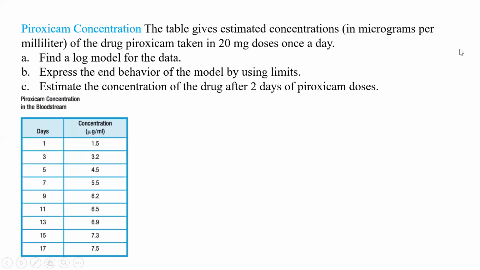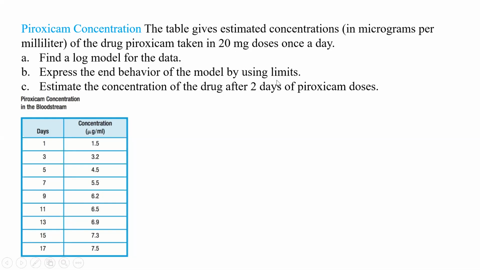All right, so our next thing we're going to do is the piroxicam concentration. The table here gives an estimated concentration in micrograms per mil of the drug piroxicam taken in 20 milligram doses once a day. Now we need to find the log model for the data. Then we express the end behavior of the model by using limits, estimate the concentration after 2 days of the drug being in the body. And then after that, even though we don't have this stated, let's also go ahead and find the inverse, okay?